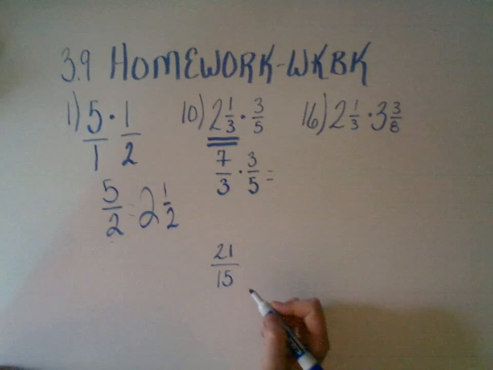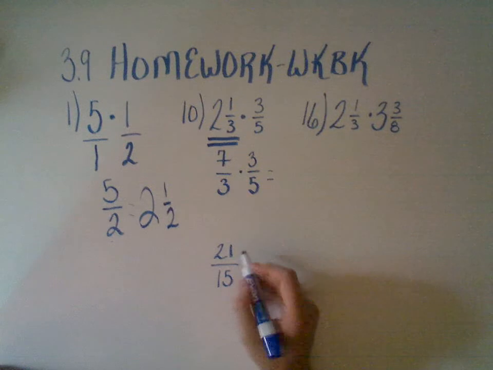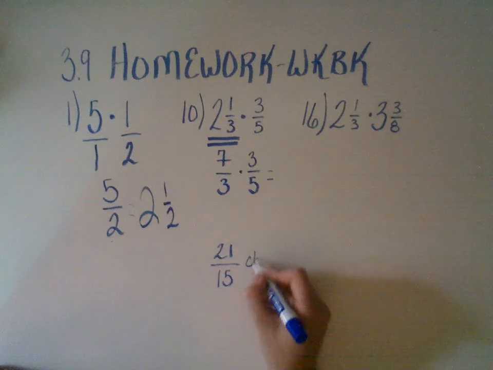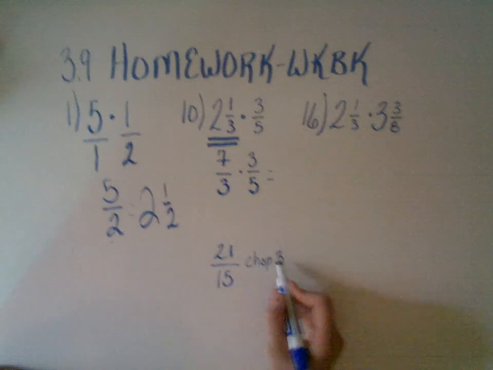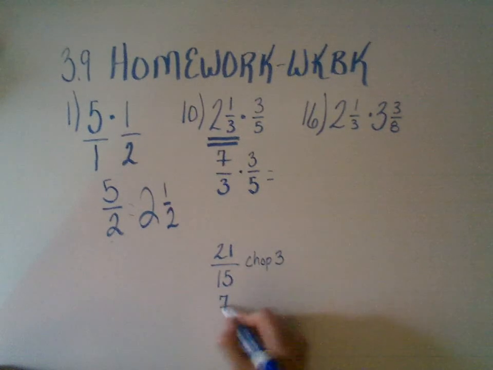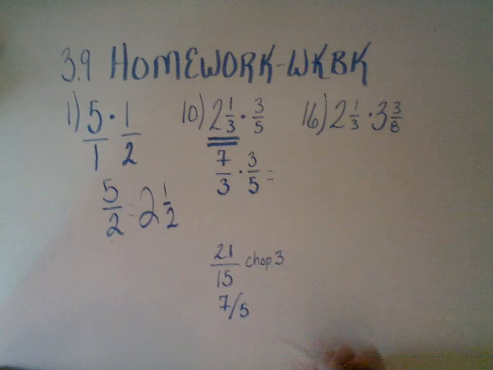Now as you can see with those numbers, 3 comes out of both of those numbers. So now I'm going to chop 3 out of both of those numbers. And that will give me my simplest form answer. 21 divided by 3 is 7, and 15 divided by 3 is 5. And so 7/5 is the simplified form of the answer for question number 10.